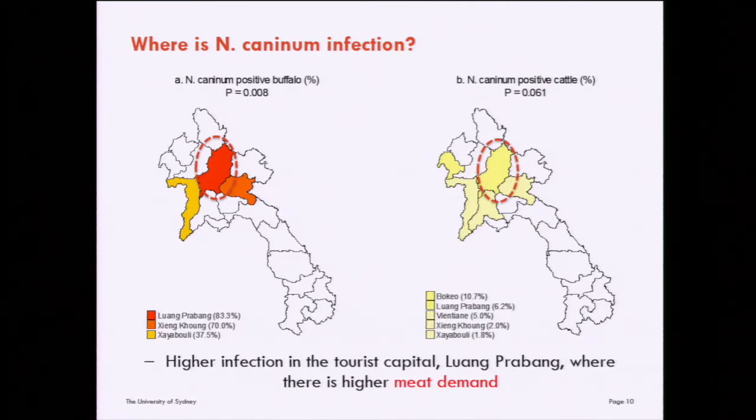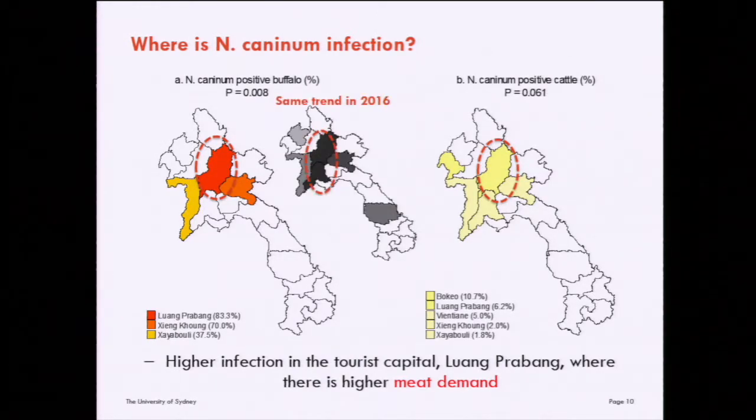So we wanted to see where the infection was, and we found that for neospora in buffalo on the left and then in cattle on the right, we basically had the highest seroprevalence localized in Luang Prabang province, which is the tourist capital, and we predict that this has a higher meat consumption and therefore higher domestic trade of animals towards this area.